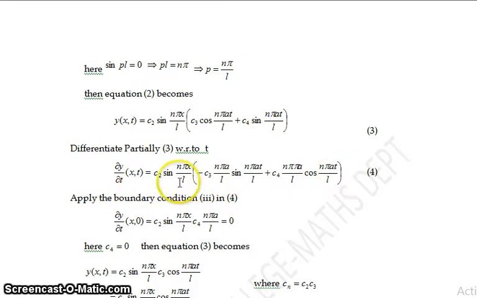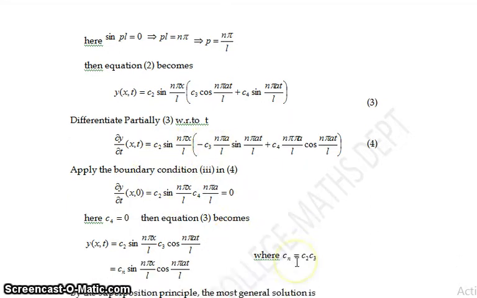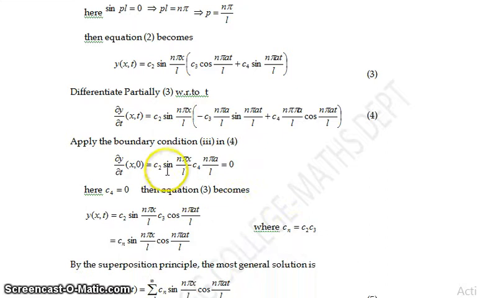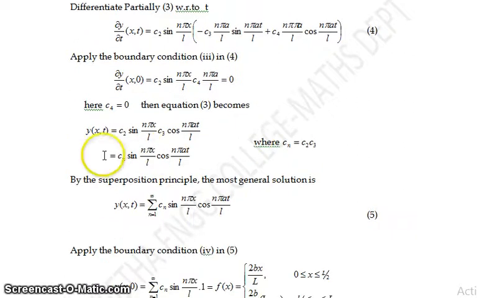Here c2 is not equal to 0, and the trigonometric function is also not equal to 0. Therefore we get c2 sin n pi x by L times c4 n pi a by L equal to 0. That implies c4 must be 0. So substitute c4 equal to 0 in equation number 1. We get y of x comma t equal to c2 sin n pi x by L into c3 cos n pi at by L. Here we can take c2 c3 equal to cn. Therefore y equals cn sin n pi x by L cos n pi at by L.